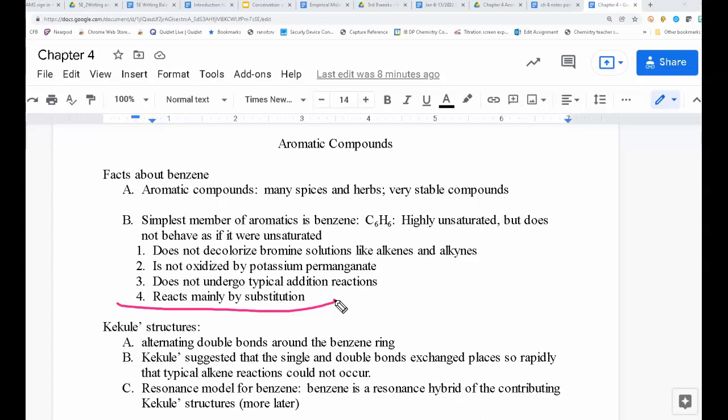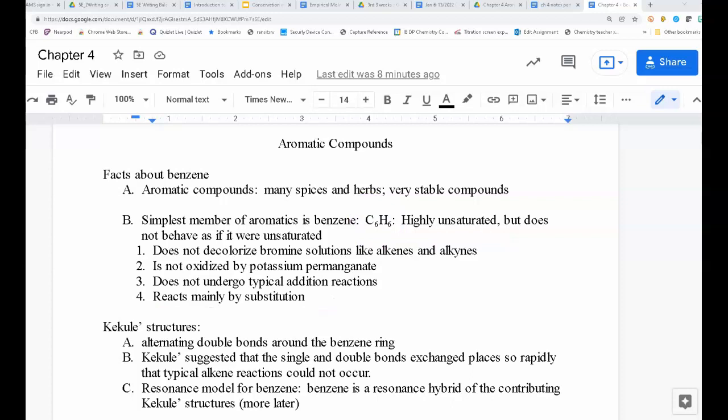And so we get into wondering, well, why is it behaving this way? If it has this formula of C6H6 and it's highly unsaturated, meaning it has alternating single and double bonds, why doesn't it undergo typical addition reactions? It's got plenty of double bonds to be able to do it. And the answer is that it is not simply one alternating single and double bond structure. There is something else going on here. So we're going to take a look at that next.